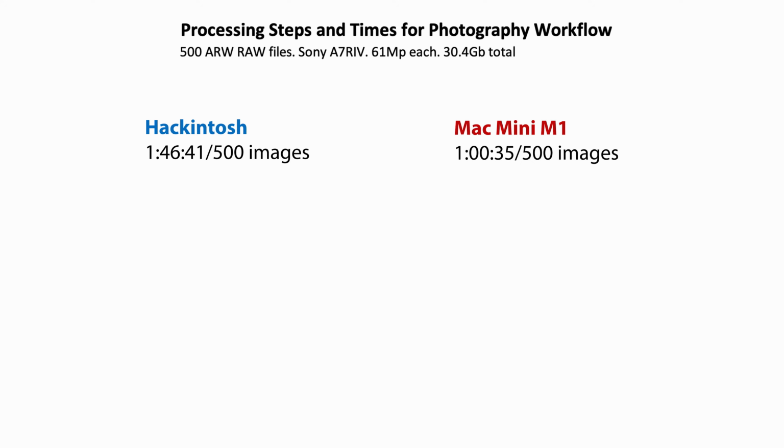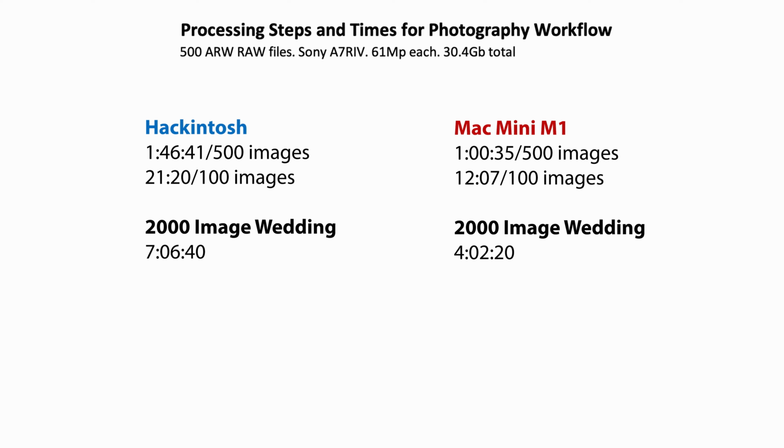We're looking again at that 1 hour and 46 minutes for the 500 images and an hour for the Mac Mini. When you extrapolate that to 100 images, that works out to an average of 21 minutes and 20 seconds for the Hackintosh and 12 minutes and 7 seconds for the Mac Mini. So if you extrapolate that out to a 2,000 image wedding, which is pretty standard for weddings in my world and many people that I know, that's a total of 7 hours and 6 minutes using the Hackintosh and 4 hours with the Mac Mini.